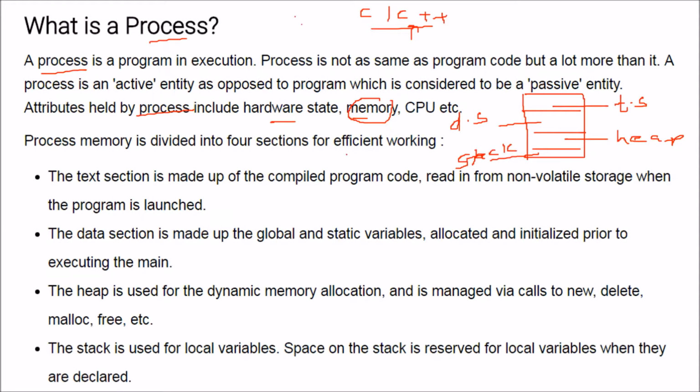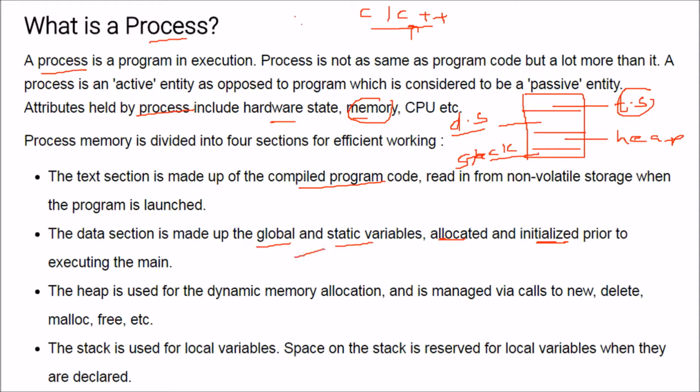The text section is made up of compiled program code. And this is read from the non-volatile storage when the program is actually launched. Then you have data section. Data section is made up of all the global and static variables which you have written in your program, along with those variables which are allocated and initialized prior to executing the program, the main, right?